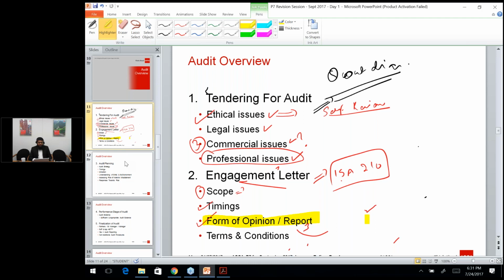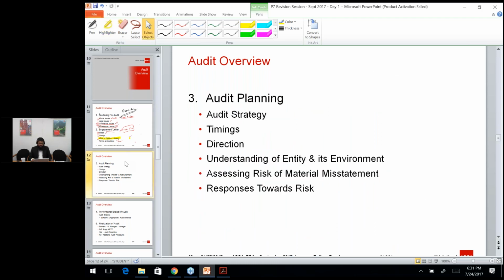So the next step is when you move further with the audit. The next step is about audit planning. And what exactly is this audit planning all about? I'm going to discuss this audit planning stage.